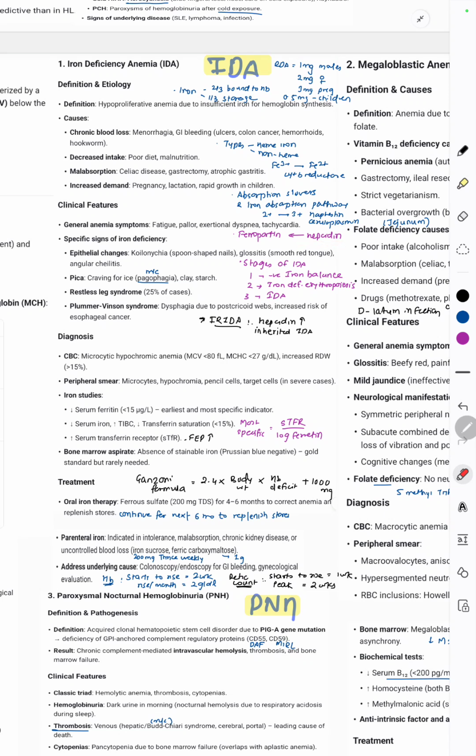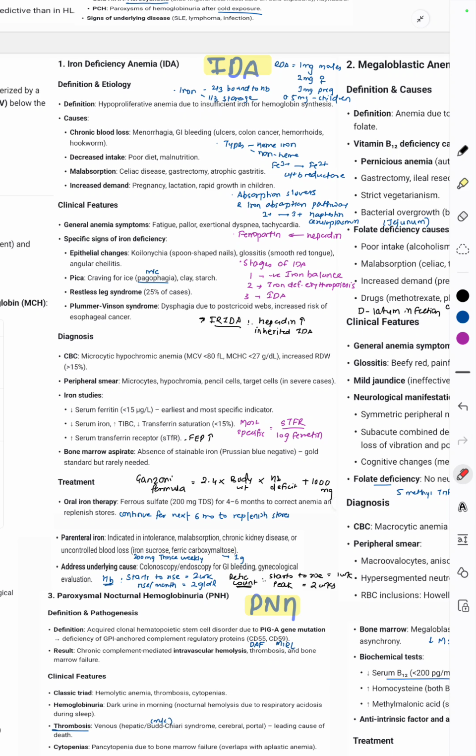Now, there are stages of iron deficiency anemia. The stage 1 is a negative iron balance. The stage 2 is a compromised red cell production, that is iron deficiency erythropoiesis, and stage 3 is the proper iron deficiency anemia. Now, thus, the iron deficiency anemia is a hypoproliferative condition.